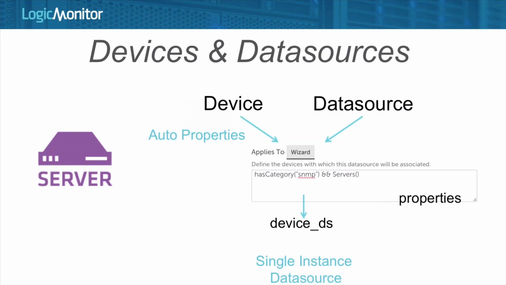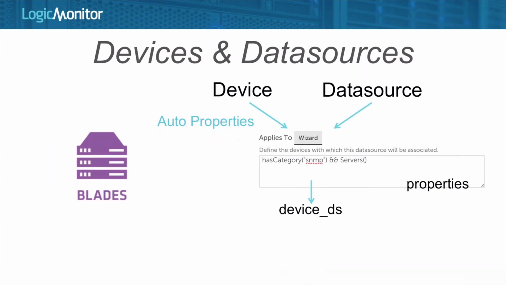And if the device data source is something where we know there's only one instance to be monitored, such as main memory on a server, the device data source pairing represents a single instance data source. If, on the other hand, the device has multiple data source instances to be monitored, such as disks on a server or ink colors in a printer, the device data source pair is a multi-instance data source. And multi-instance data sources use something called active discovery to locate each instance of a device data source.